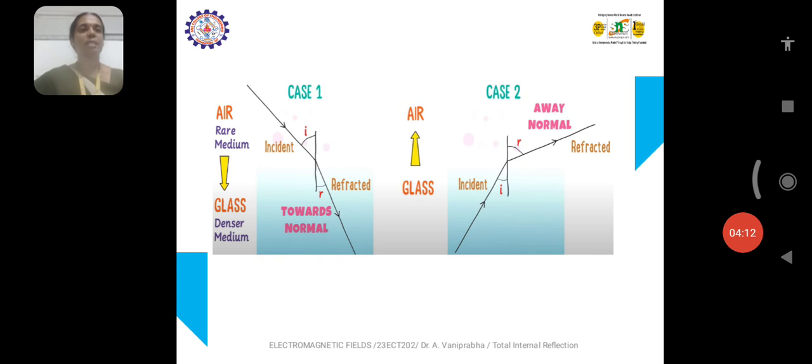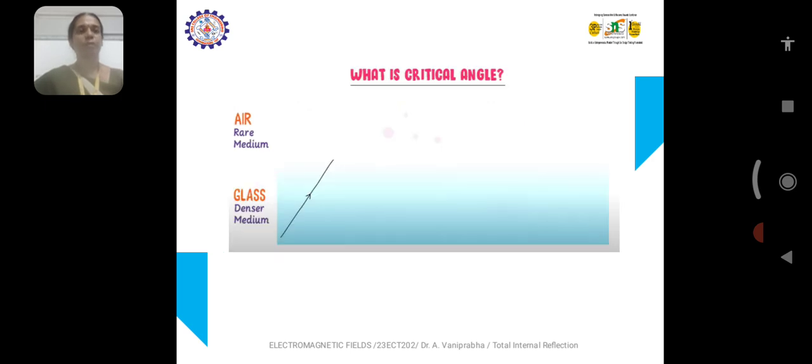So this is the difference when a light ray is traveling from one medium to another. Depending upon the medium quality, the refracted ray either moves closer to the normal or moves away from the normal. Okay, this is about refraction.